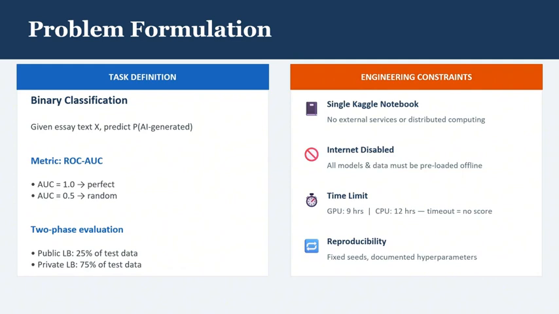First, everything, training and inference, must run inside a single Kaggle notebook. Second, internet access is disabled, so all model weights and datasets must be uploaded in advance. Third, there is a strict time limit: 9 hours for GPU and 12 for CPU. If the notebook times out, no score is recorded. Fourth, reproducibility is required. These constraints shaped every design decision we made.